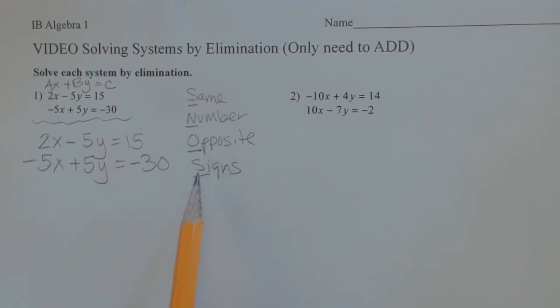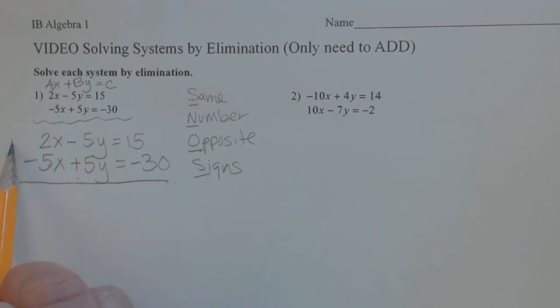Let's look at their signs. Their signs should be opposite. That means if one is positive, the other one is negative, and if one is negative, the other one is positive. So let's look. Negative, positive. Excellent. So here we have SNOS, same number, opposite signs. What that means is we're ready for the elimination process. So what we're going to do is draw a big equal sign here and throw a big old plus sign outside. We're always going to add.